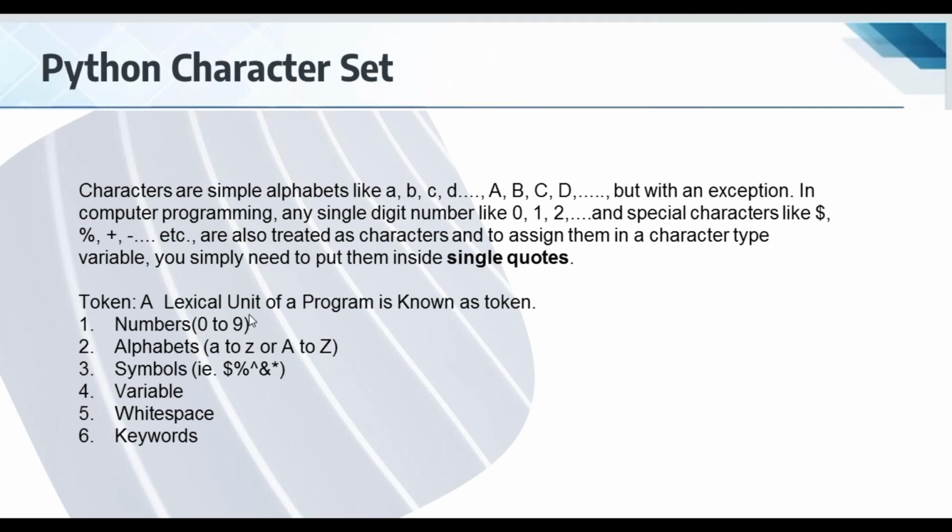Okay, so what content can we type in this particular thing? The first one is the character set: numbers, which can be 0 to 9 or a combination of that. The second is alphabets, small a to small z or capital A to capital Z. Symbols, that is dollar, percentage, and asterisk also. Variable, white space and keywords. So let's understand them one by one.